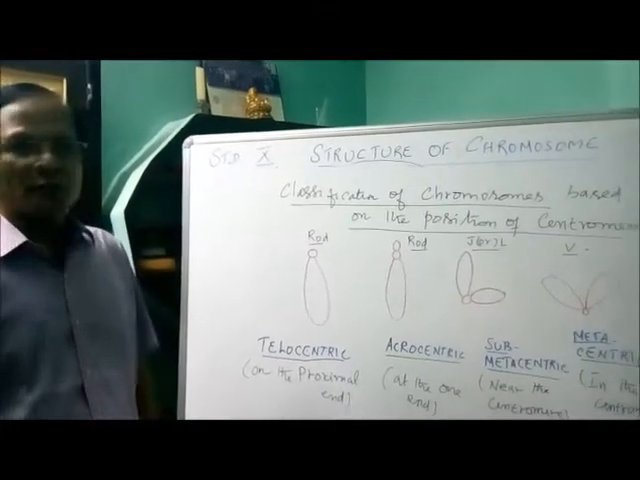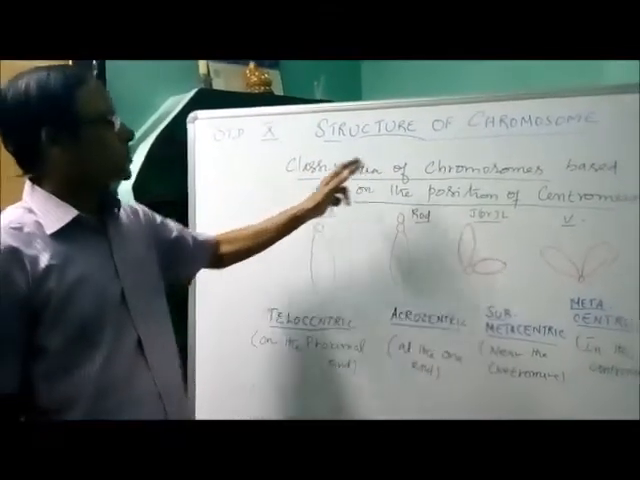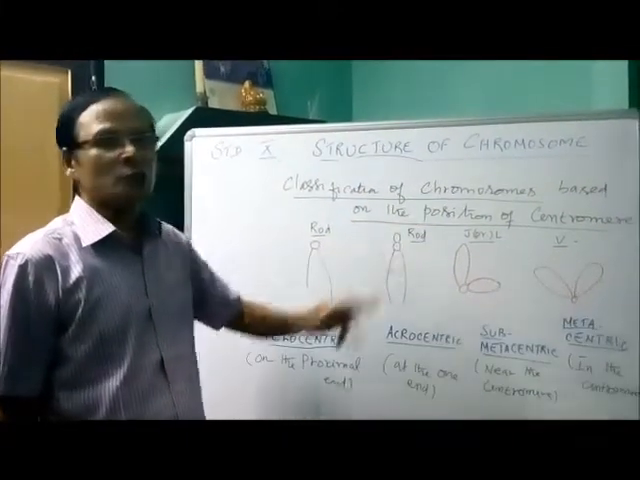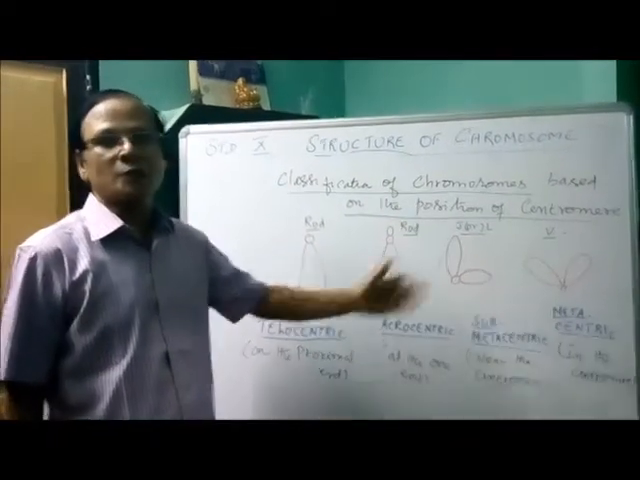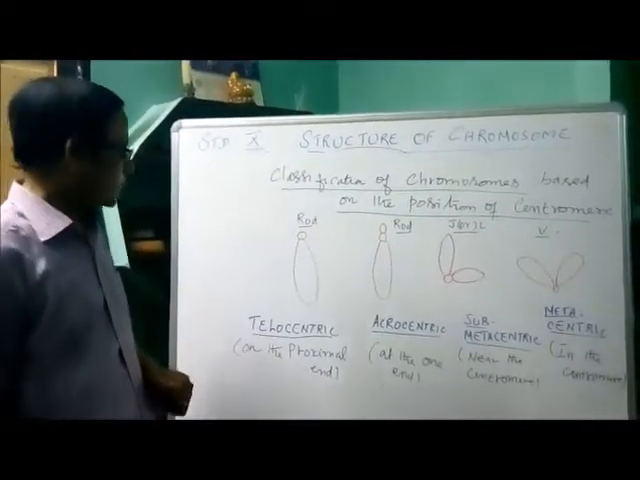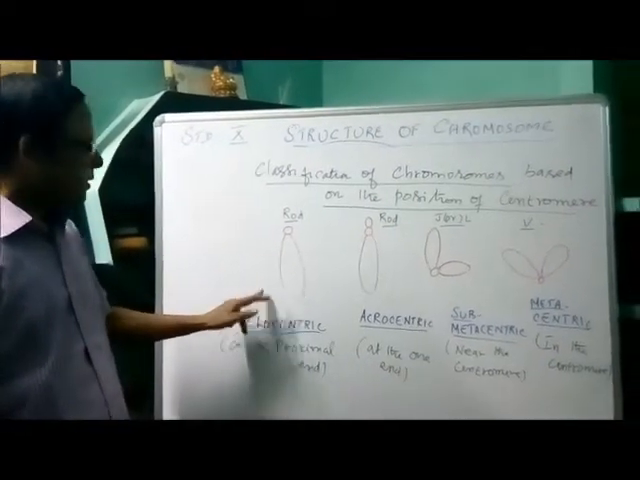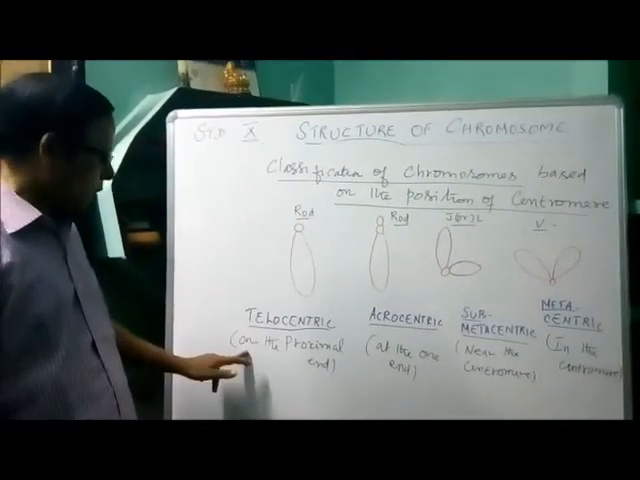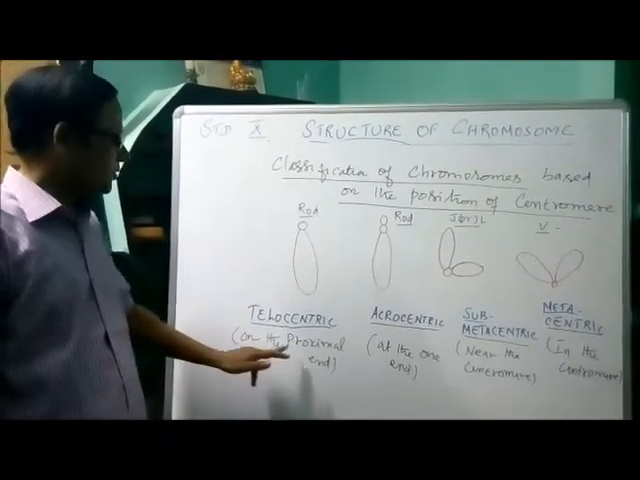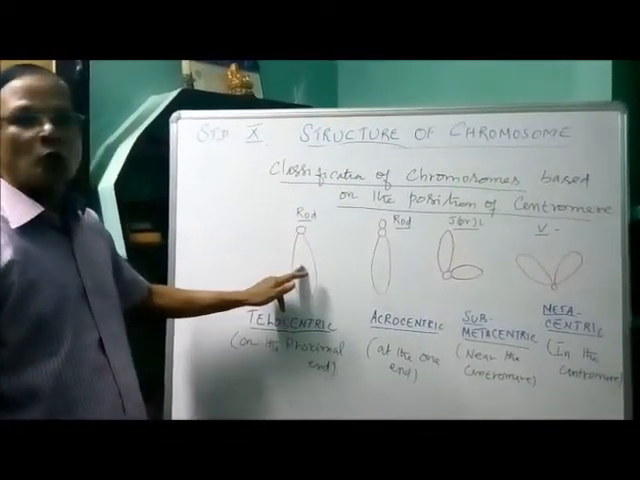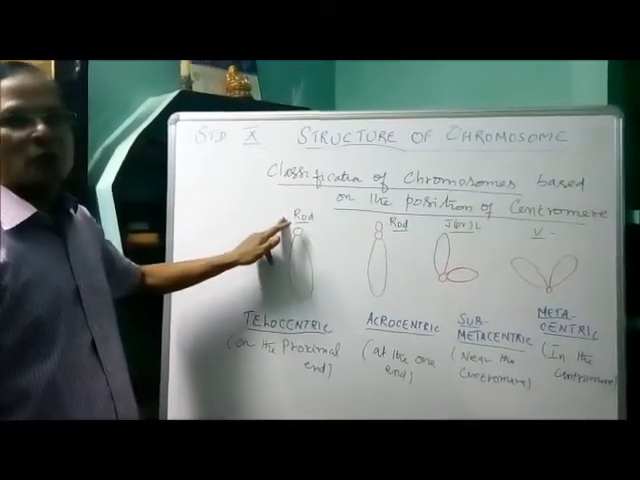Next, we see the classification of chromosomes based on the position of the centromere. Accordingly, there are 4 different types of chromosomes. Number 1, telocentric. Here the centromere is present on the proximal end. So we have only one arm and the chromosome is rod shaped.